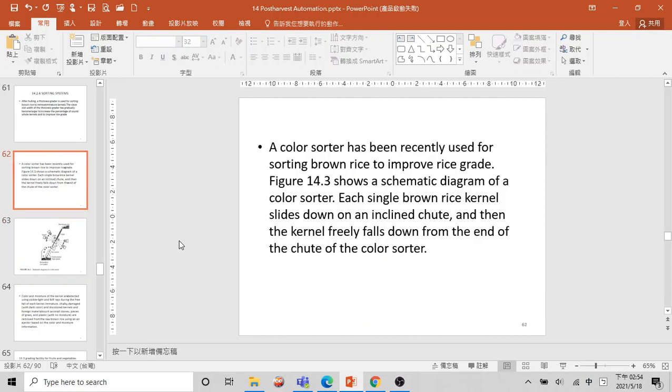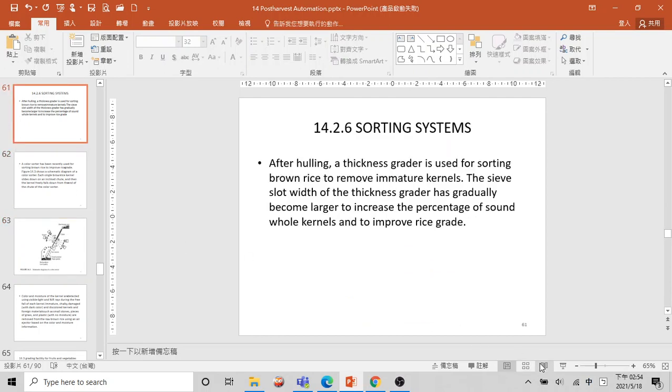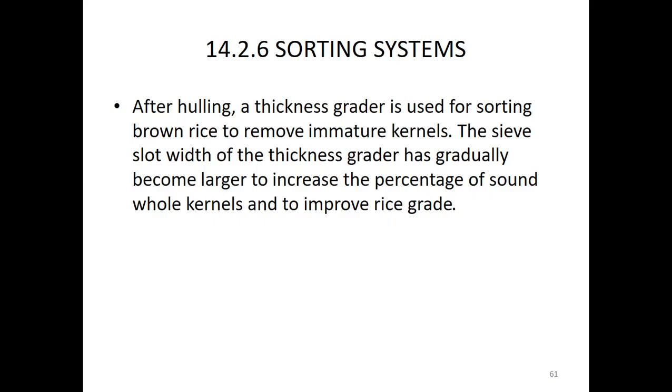Okay, so here, maybe we can start this way. Here it is about the sorting system, which is cross-related to agricultural products, whether you are talking about the kernel of the grain or the fruit or vegetable. For most of the post-harvesting process, we need the sorting system.